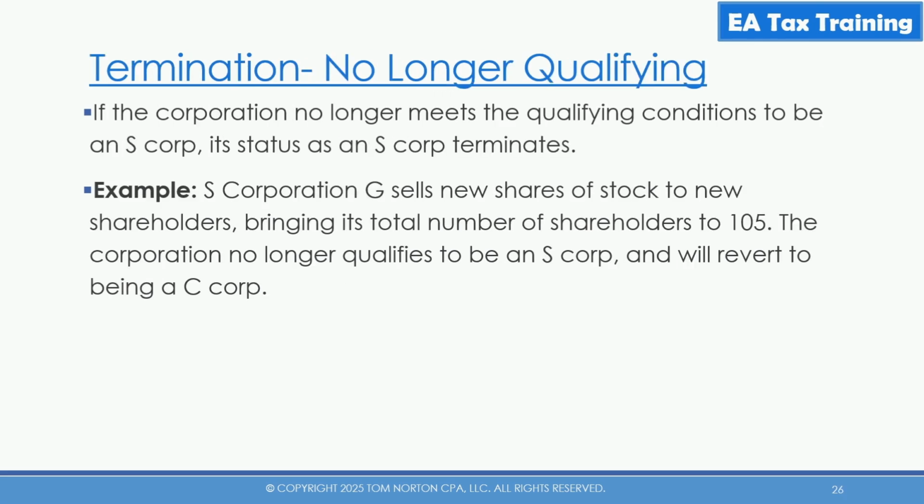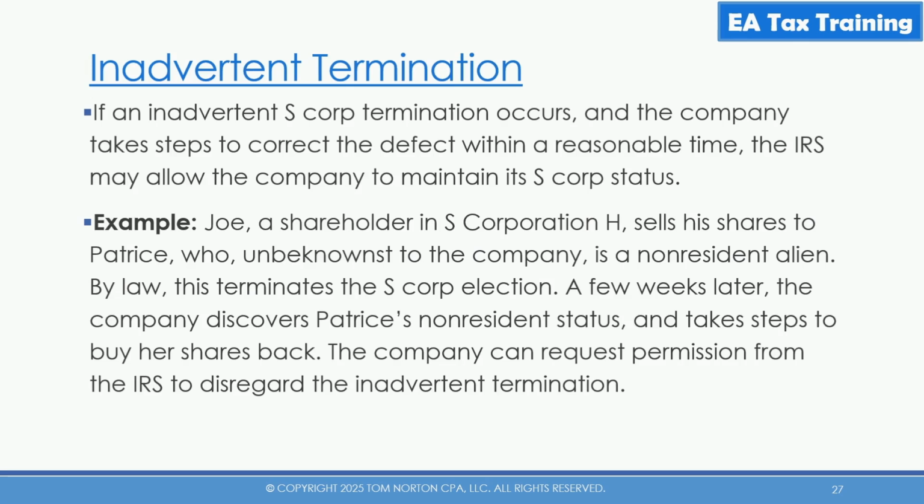So no longer qualifying. If the corporation no longer meets the qualifying conditions to be an S Corp, then its S Corp status terminates at that time. So for example, S Corporation G sells new shares of stock to new shareholders, bringing its total number of shareholders to 105. The corporation no longer qualifies to be an S Corp and will revert to being a C Corp. So since they went over that 100, the magic number, no longer qualifying, as soon as they do that, the S corporation status terminates.